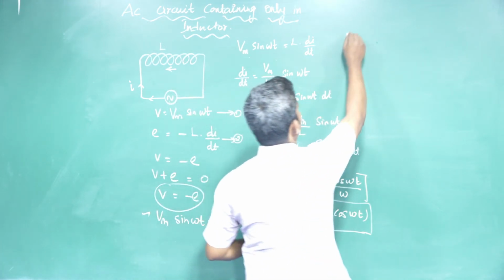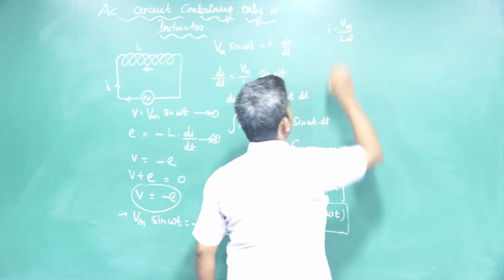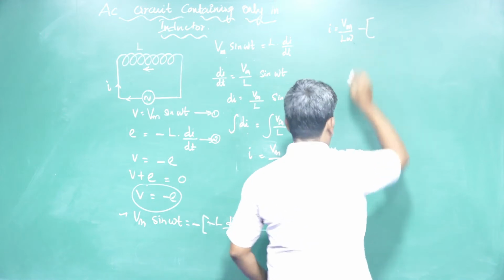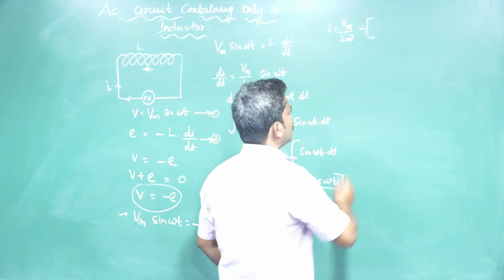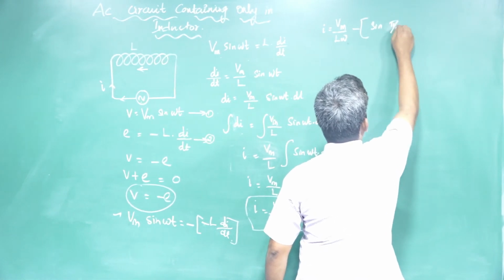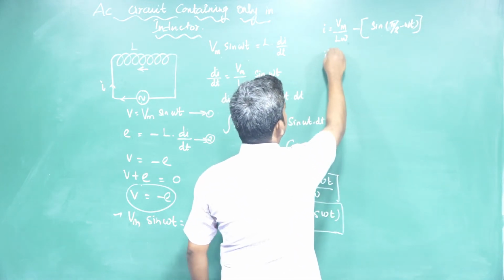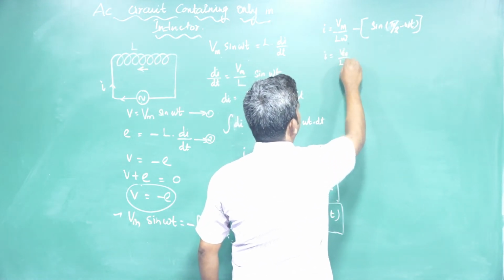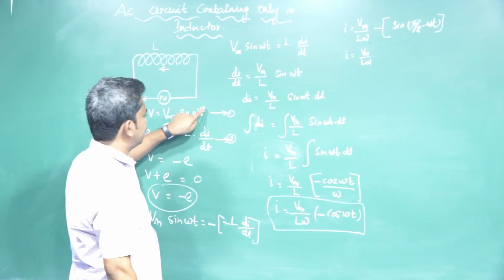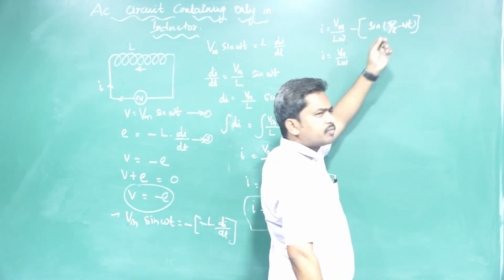So I is equal to Vm divided by L omega, minus of cos omega t. Cos theta is equal to sin of 90 minus theta. So sin of pi by 2 minus omega t. You know well, so I is equal to Vm divided by L omega. Here V is equal to Vm sin omega t, but here it is sin of 90 minus theta, and I want to calculate this as omega t minus pi by 2.